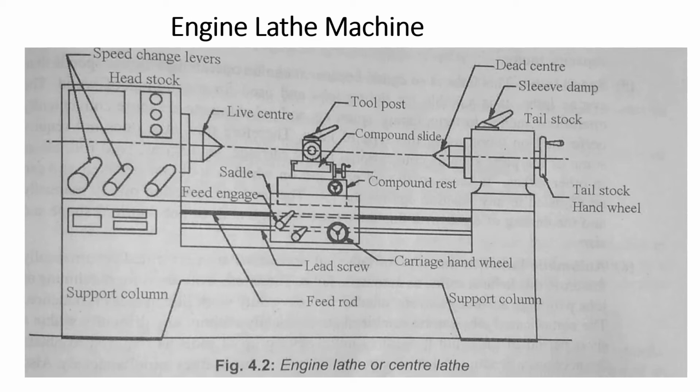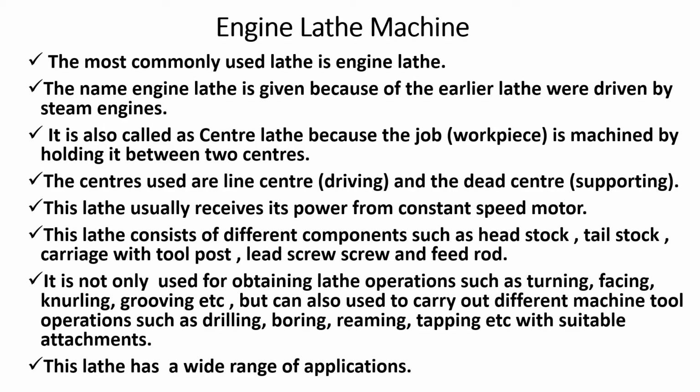Next, the feed rod. It is connected to the headstock by bearing. Next, the lead screw. The lead screw is connected to the carriage. The carriage will move left and right by means of the lead screw mechanism. These are all the parts of the engine lathe.